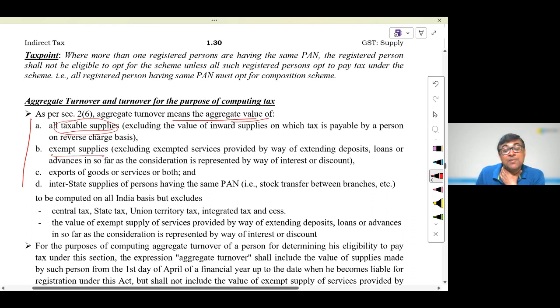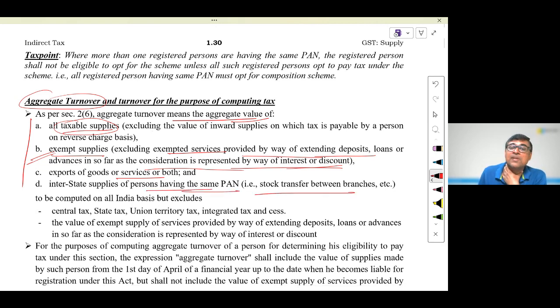Exempt supply, that means for the purpose of calculating this aggregate turnover, you are supposed to consider exempt supply also, excluding exempted services provided by way of extending deposits, loans or advances, insofar as the consideration is represented by way of interest or discounts. Export of goods or services or both, you are supposed to consider this one. Inter-State supply of persons having the same PAN, that is the stock transfer between branches, or you can say distinct persons.